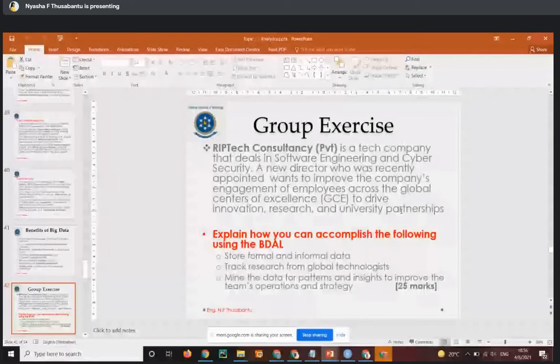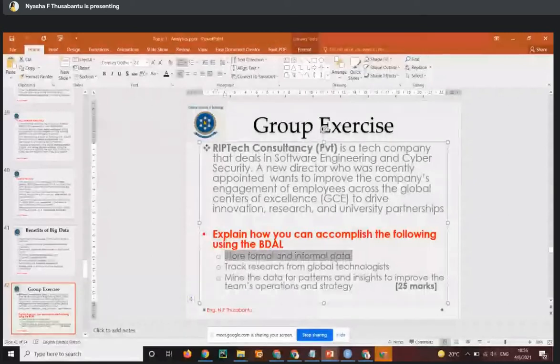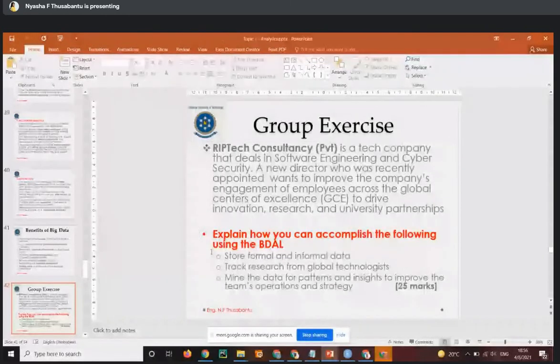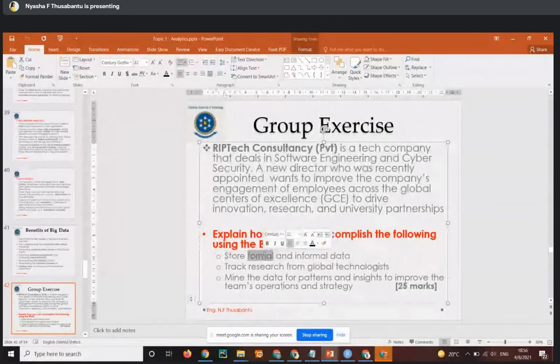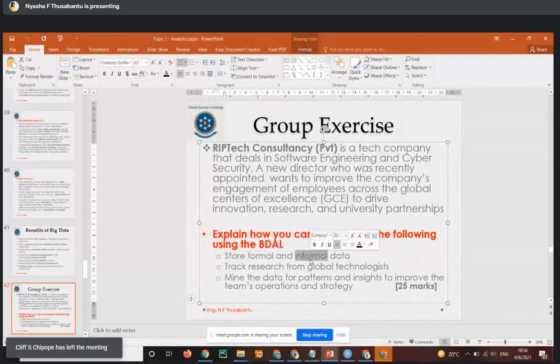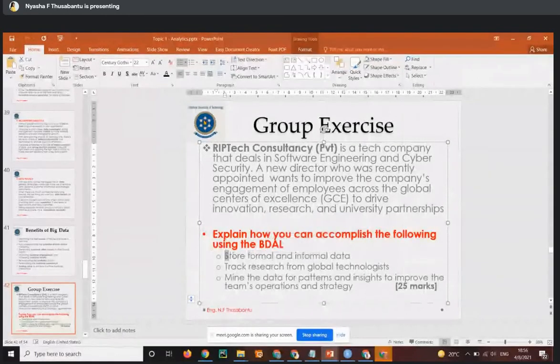Explain how you accomplish the following tasks using the big data analytics lifecycle. Store formal and informal data. How are you going to do that? You now need to start thinking about cloud services. If it's informal data, what are the security implications of that data? If it's formal data, how are you going to pre-process that data and store it? What are the processes you're going to follow before you actually say, I'm storing this data?